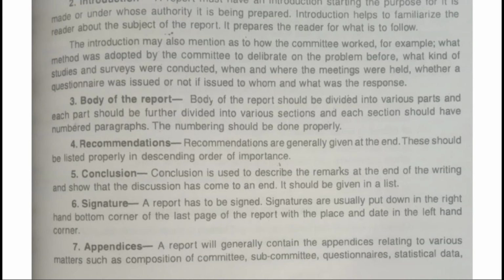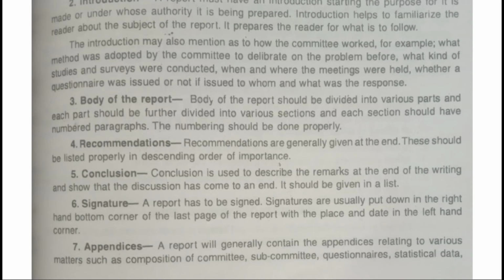Next point is signature. A report has to be signed. Signatures are usually put down in the right hand bottom corner of the last page of the report, with the place and date in the left hand corner. So in the right hand bottom corner of the last page, there should be the signature of the person who is making the report.